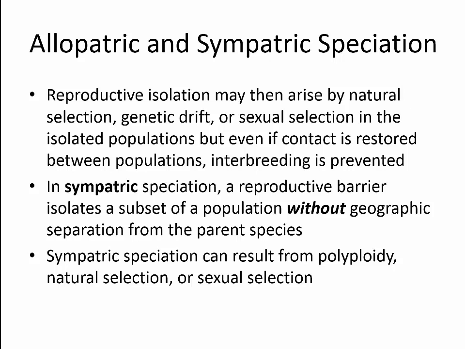In sympatric speciation, a reproductive barrier isolates a subset of a population without geographic separation from the parent species. Sympatric speciation can result from polyploidy, natural selection, or sexual selection.